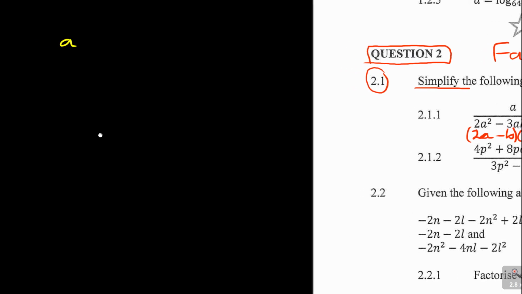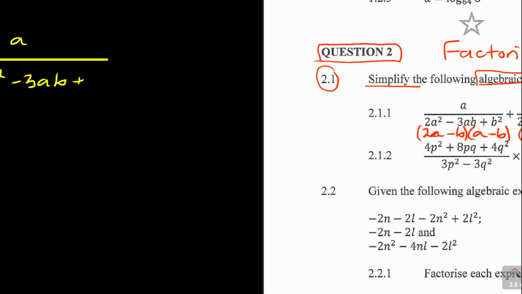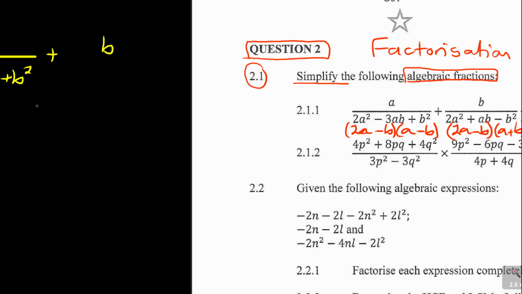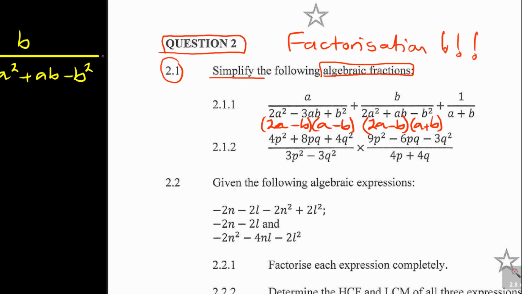Now look at this. When I have done what I've been doing, I can now write this question and say, this is how you're going to write it: a over 2a squared minus 3ab plus b squared, and then there is plus, then you continue, you've got b over 2a squared plus ab minus b squared, and then it continues to say plus, let me erase this so that it doesn't interfere.